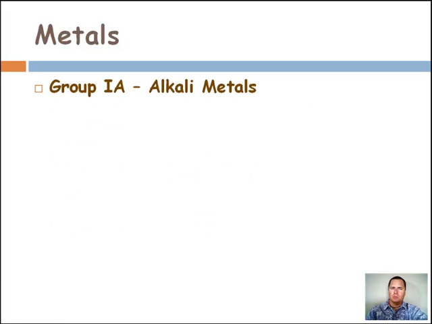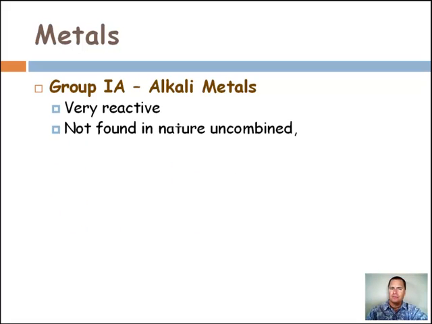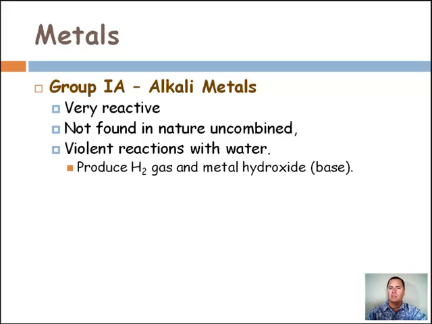Okay, let's look at some of the groups. The first group, 1A, the first column, these are the alkali metals. Okay, they are highly reactive. Because they're so reactive, they're not found in nature uncombined. They're generally hooked up with some other element. Okay, they have violent reactions with water. We're going to see this in a demo we do in class. Generally, when you throw some of these in water, they're going to produce hydrogen gas and a metal hydroxide, which is a base.